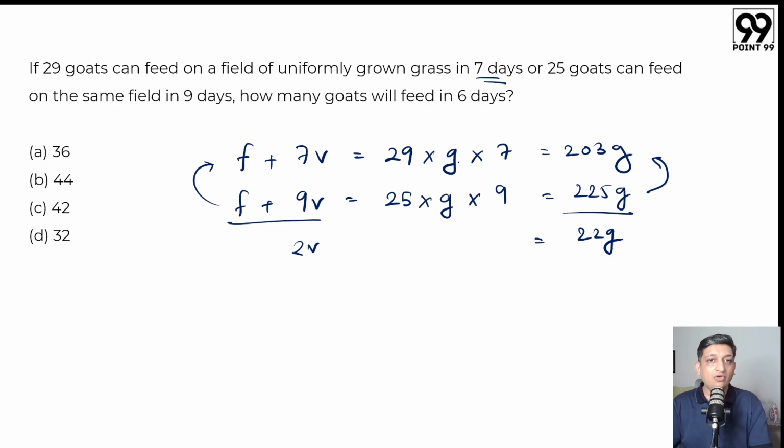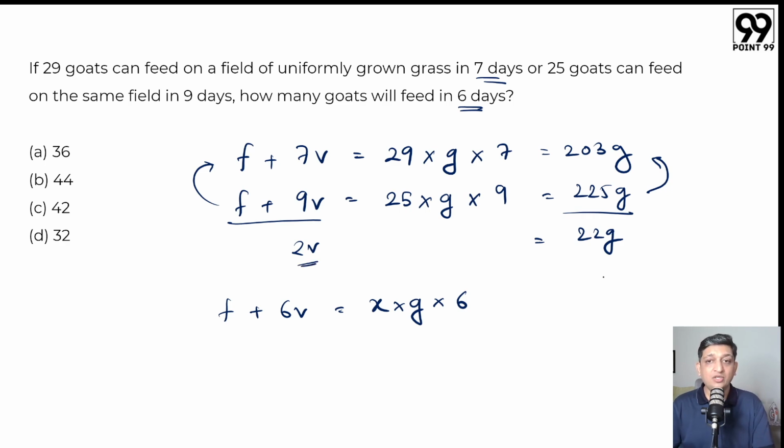We have to figure out how many goats will feed in 6 days. So let's try this. There is already f amount of grass available on this field. In 6 days, the amount of grass that will freshly grow is going to be 6v. This will be equal to the amount of grass eaten by the goats in 6 days. So let's say, for example, there were x goats. Each goat consumes g amount of grass every day and they are on the field for 6 days. So this is what it will look like.